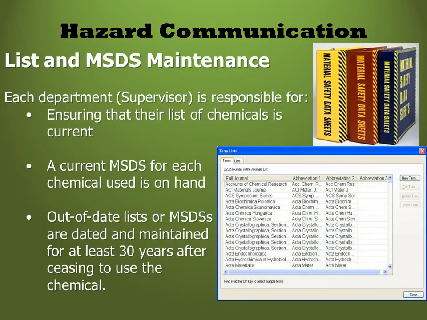Each department is responsible for ensuring that their list of chemicals is current, and that a current MSDS for each chemical used is on hand. And you must remember, out-of-date lists or MSDSs are dated and maintained for at least 30 years after ceasing to use the chemical.